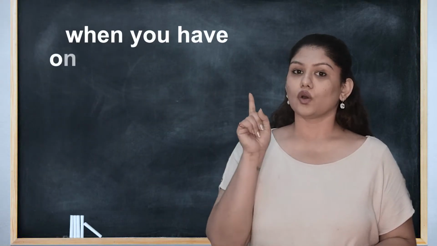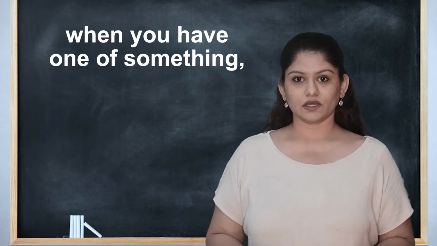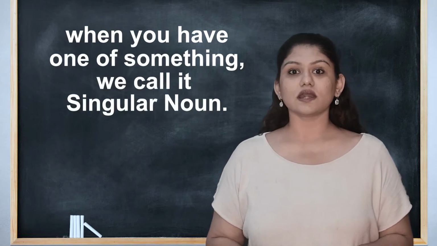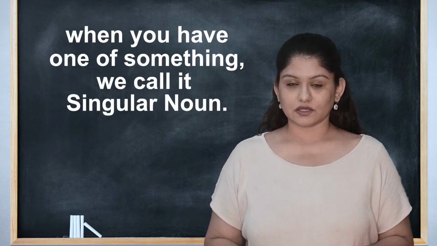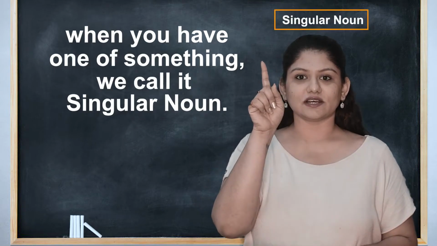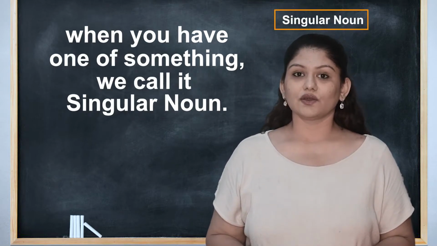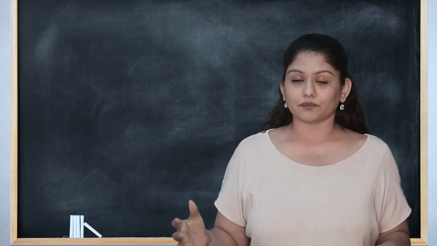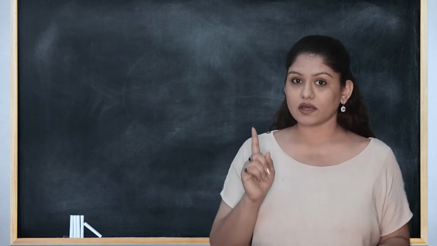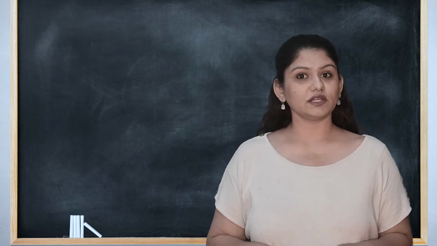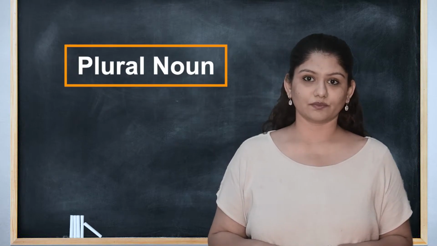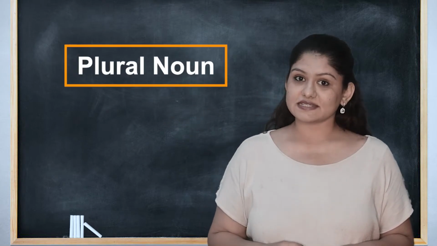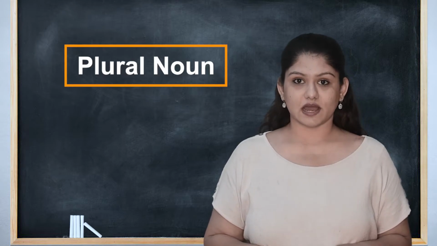When you have one of something, we call it a singular noun. Can you say it with me? Singular noun. When we have many, that means more than one of something, we call it plural noun. Can you see it right here? Say it with me. Plural noun.